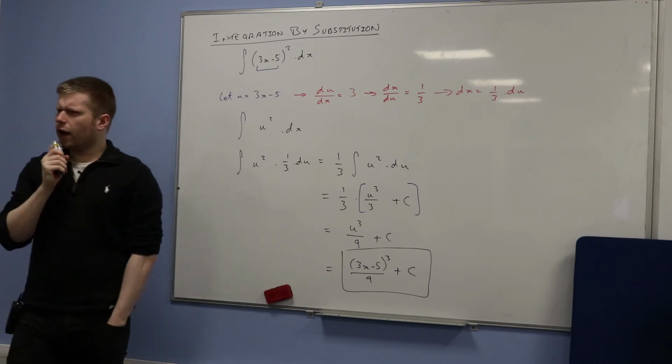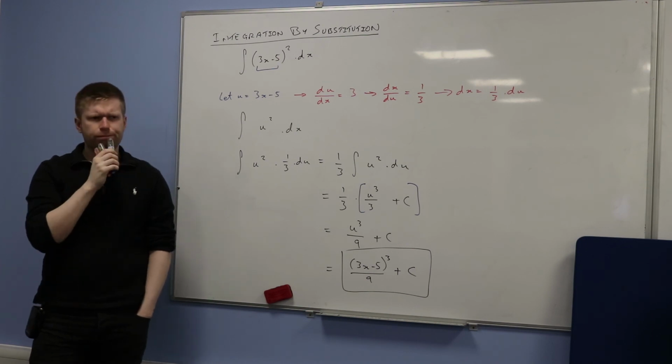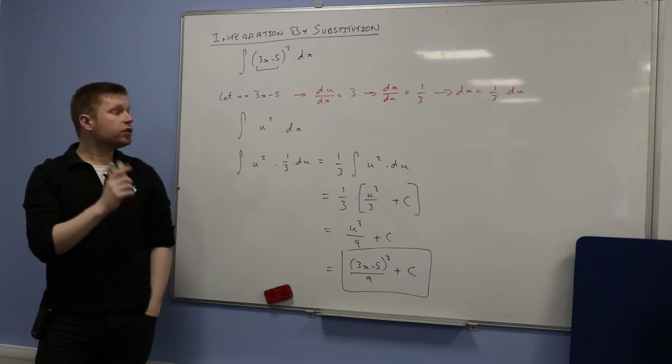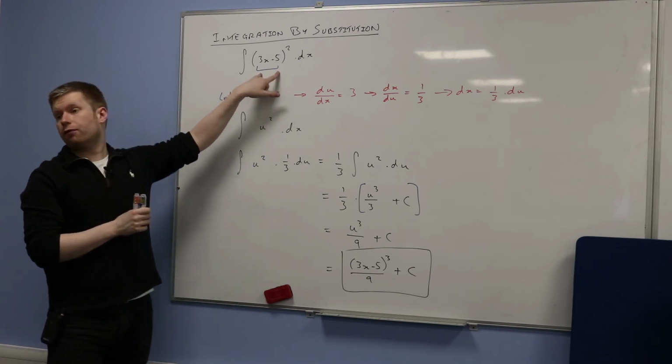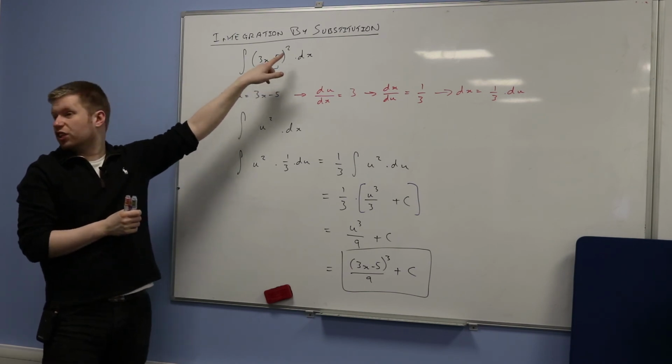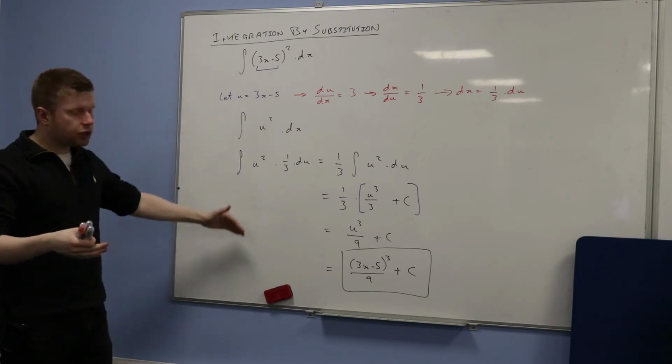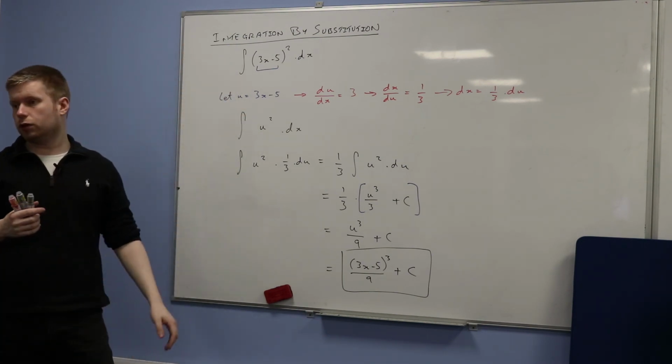Could I have done it in any other way? There is a way that I could have done it. I could have expanded this out first. Because it's just a power of 2, it's not going to take that long, right? And then it would just be a straightforward integration question. But I wanted to illustrate the idea of integration by substitution, okay?